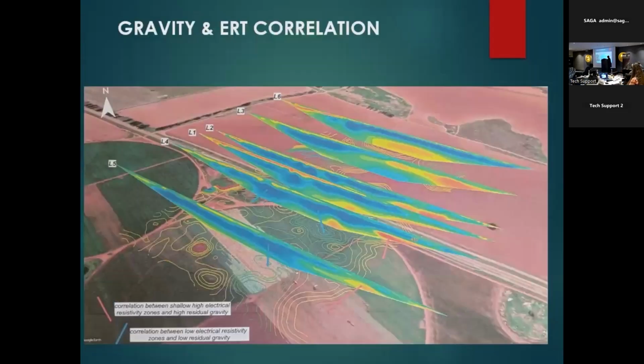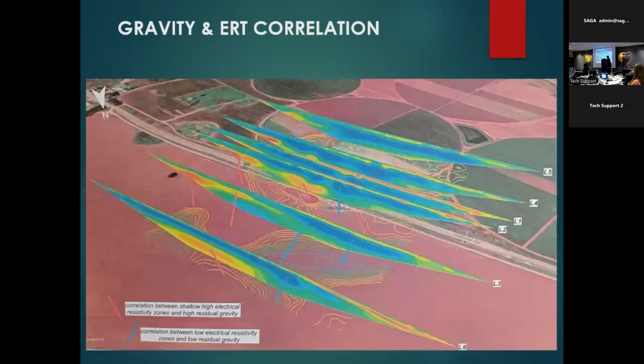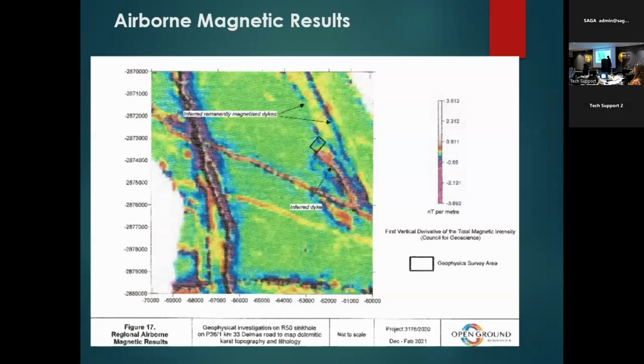Okay, this is the gravity in plan view, and obviously the resistivity as cross sections. But there was a very good correlation between the resistivity lows and gravity lows, as well as with the highs. This is looking northwards. The next one is looking southwards, same data set. Once again, blue is gravity, red is resistivity. Yeah, that one I can skip.